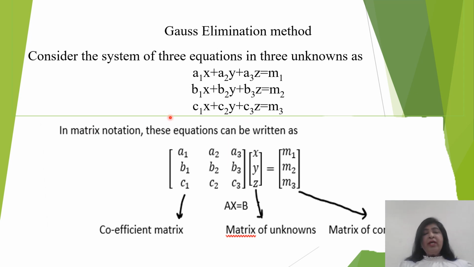Now in matrix notation, this system of linear equations can be written with a1, a2, a3, b1, b2, b3, c1, c2, c3, a matrix of order 3, which is said to be the coefficient matrix. X, Y, Z is said to be the matrix of unknowns, and M1, M2, M3 is said to be the matrix of constants, and it is written as AX = B.